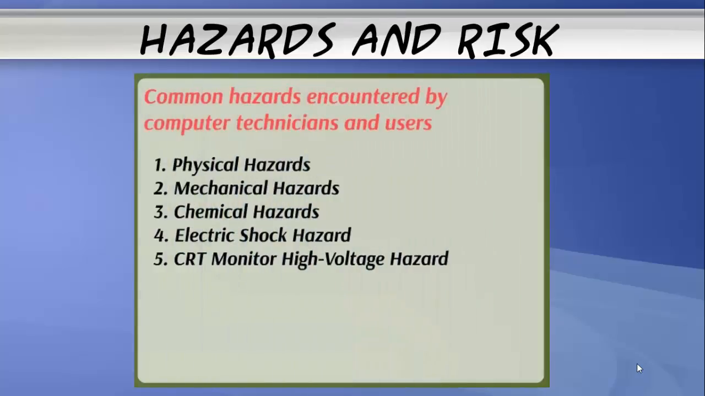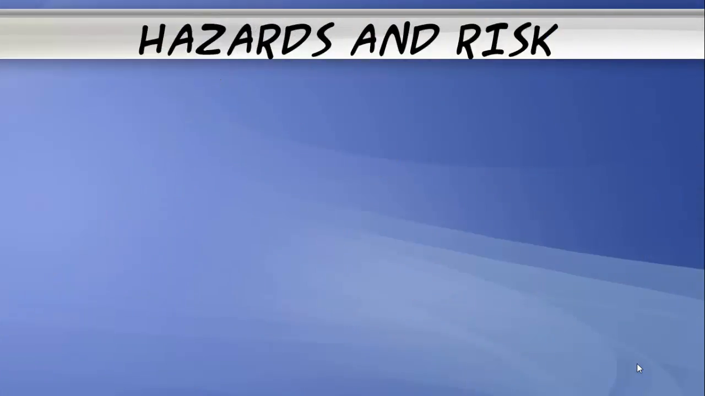A hazard is a situation in the workplace that has the potential to harm the health and safety of people or damage plant and equipment used. Hazard management is a continuous process that can be used to improve the health and safety of all workplaces. There are 5 common hazards encountered by computer technicians and users.